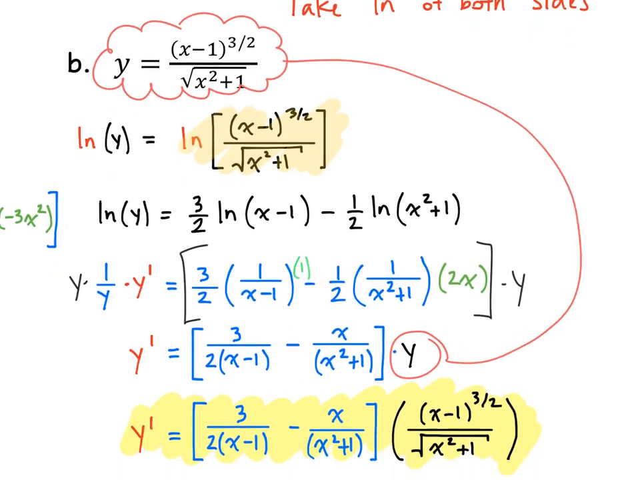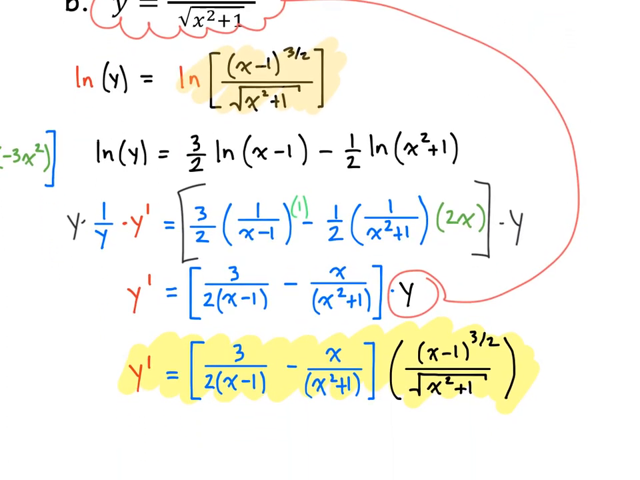And when we make that substitution, we get our final answer with that substitution thrown in. So y prime is really equal to this quantity of 3 over 2 times x minus 1 minus x over x squared plus 1 times that original function, x minus 1 to the 3/2 over the square root of x squared plus 1.